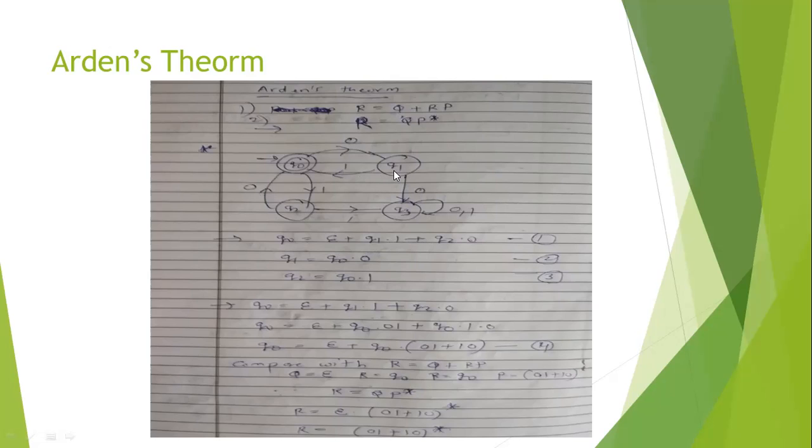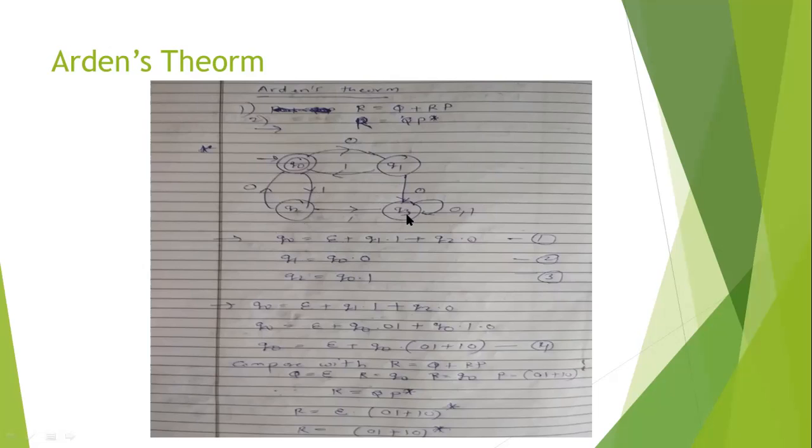Now we'll solve for Q1. How many incoming arrows are there? There is only one incoming arrow, that is from Q0 on 0. So Q1 is equal to Q0 dot 0. This is the equation for Q1. Now let's see how to find the equation for Q2. How many incoming arrows are there? There is only one incoming arrow, from the state Q0. So Q2 is equal to Q0 dot 1. Now we got three equations: one for Q0, Q1, and Q2.